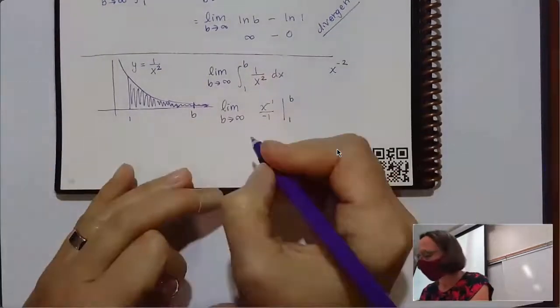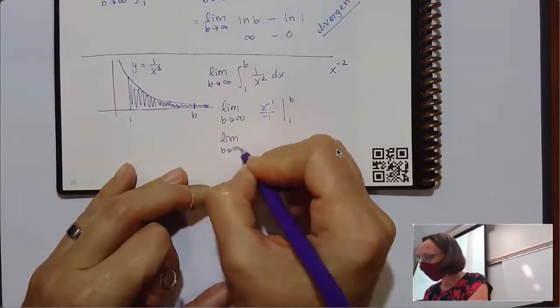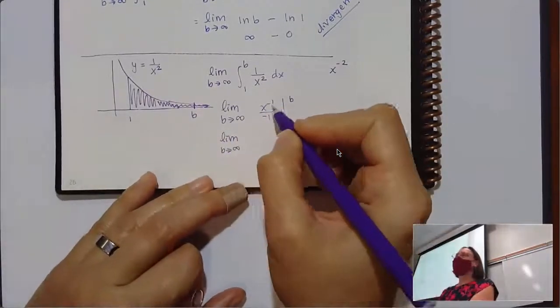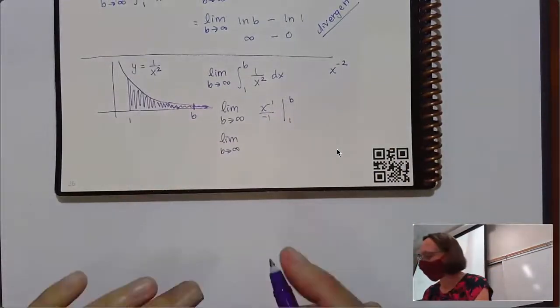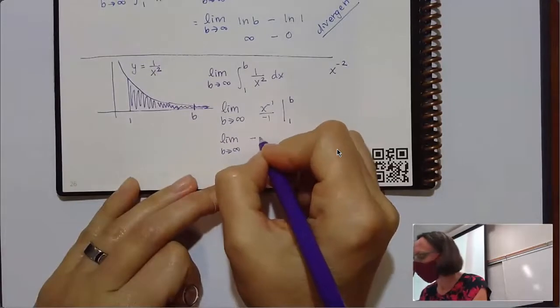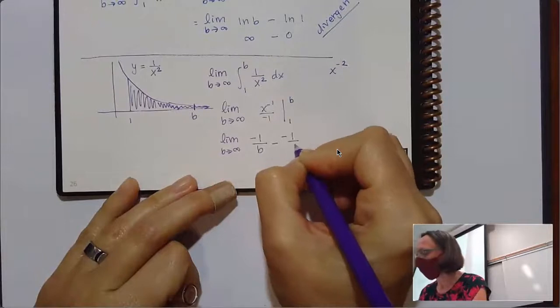So I'm taking the limit as b approaches infinity. That x to the negative 1, if it's okay with you, I'm going to put it in the denominator, so that this actually looks like negative 1 over b minus negative 1 over 1.